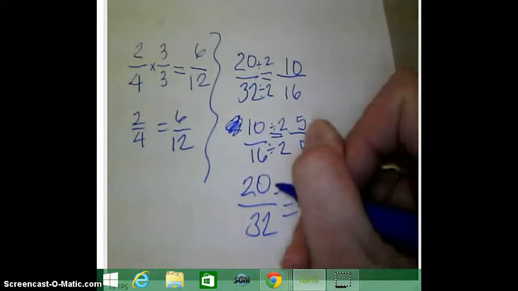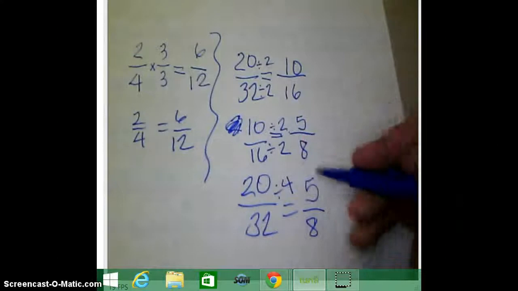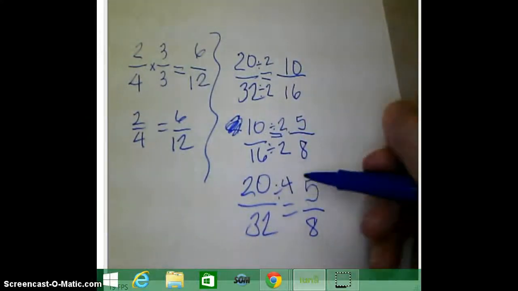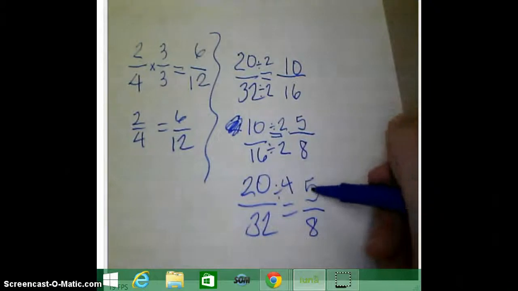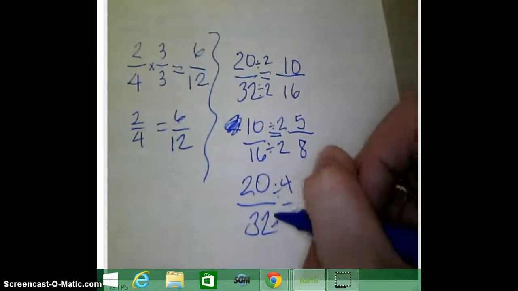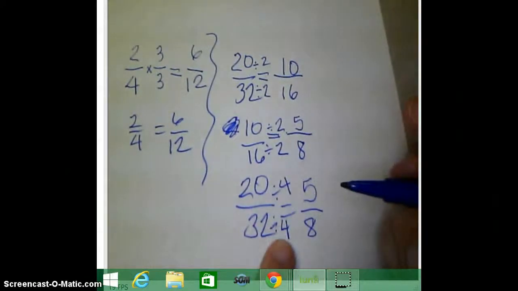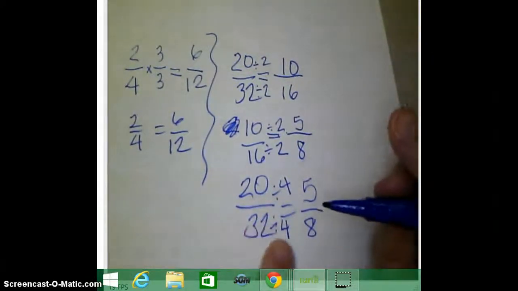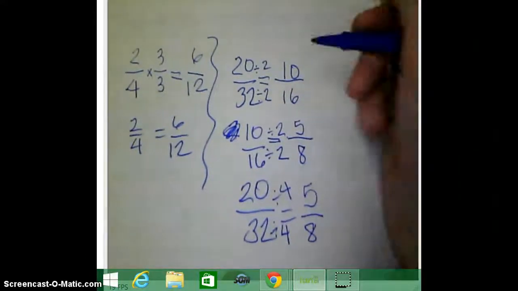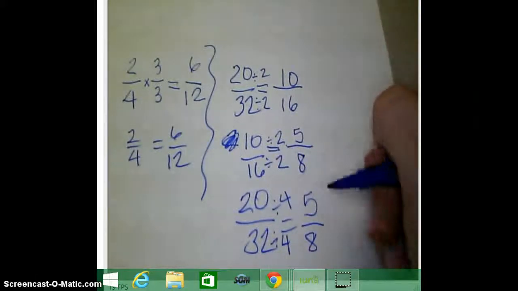So let's divide by 4, because 5 times 4 is 20, because remember, the opposite of division is multiplication. So I could always go backwards and say 5 times 4 equals 20. Now remember, we said that it had to be the same amount on top and bottom. Whatever we did to the top, we had to do to the bottom. Well, 32 divided by 4, that's doable, so it gives me 8. So that means that 20/32 is the same as 10/16 and 5/8.